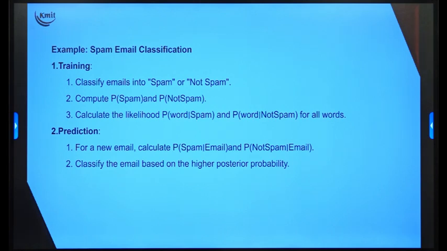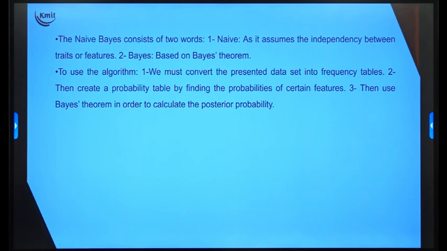After that, when we go for prediction, whenever a new email comes, we calculate the probability of spam and the probability of not spam with respect to the email content that we have received. In this way, we can classify whether the email is spam or not spam by calculating the higher posterior probability. Now, naive Bayes consists of two words, naive and Bayes. Naive because it assumes independence between the features, Bayes because it is based on Bayes algorithm.